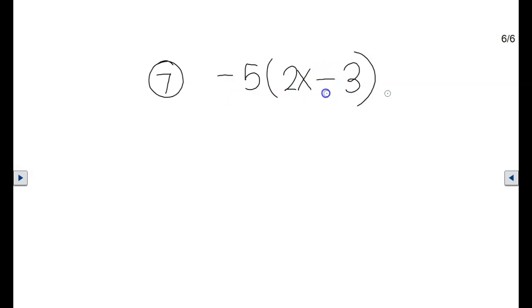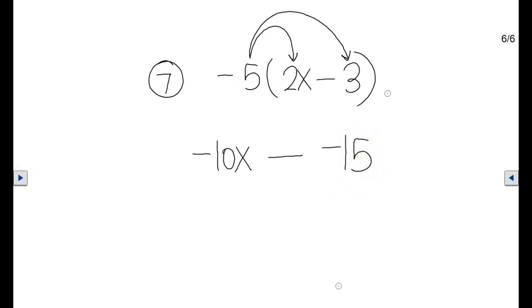First things first, you have a minus in your parentheses, so bring your minus down and put it here. We're going to multiply each member of our group by -5. -5 times 2x should have given you -10x. -5 times 3 should have given you -15. So you should have had -10x minus -15.